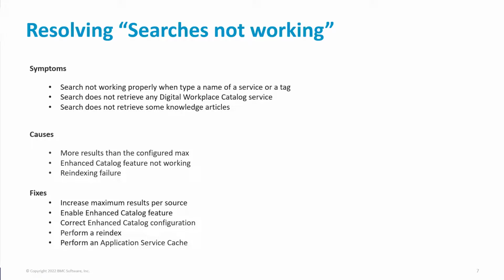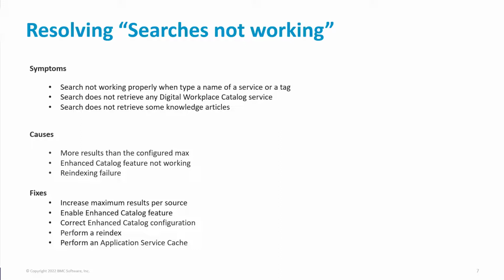Resolving searches not working. We have some symptoms that might have the same fix. Symptoms are: search not working properly when typing a name of a service or a tag, search does not retrieve any Digital Workplace Catalog service, and search does not retrieve some knowledge articles. Causes are more results than the configured max, enhanced catalog feature not working, and reindex failure.